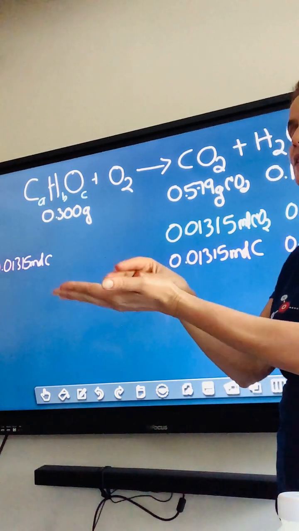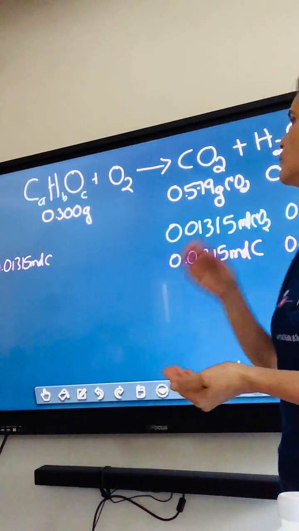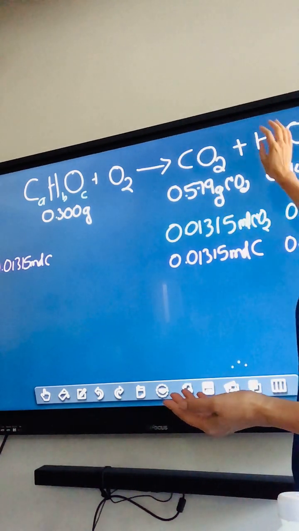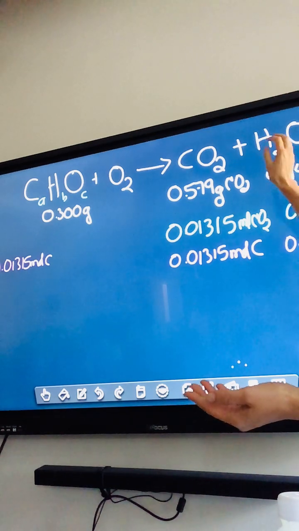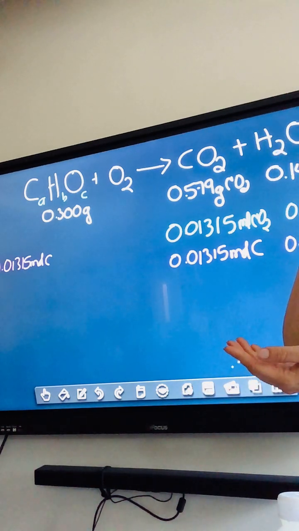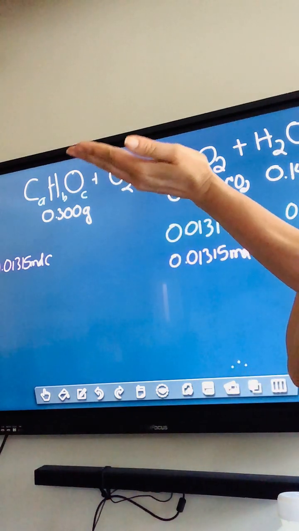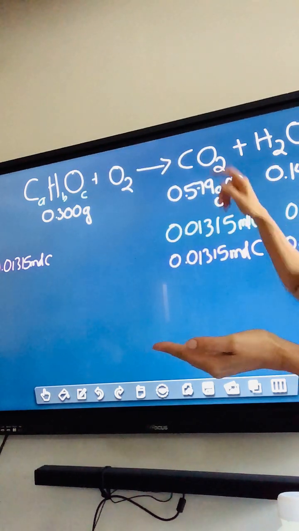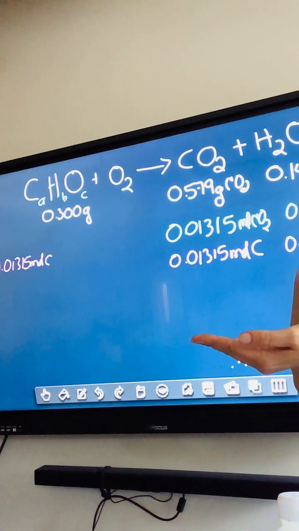I started with, let's say, 10 grams. When I burned it all, I found this many grams of carbon, this many grams of hydrogen. Can I find out how many grams of oxygen I had? I started with 10 grams. 5 of those were carbon, 2 of those were hydrogen. How many oxygens would I have?